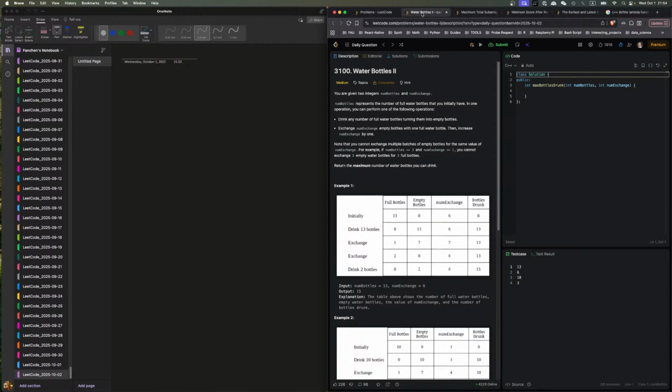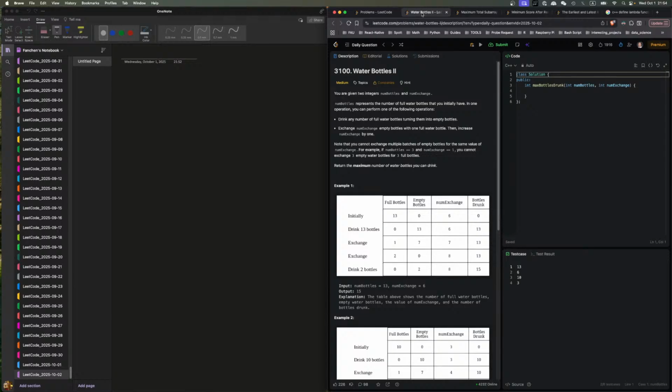In one operation, you can perform one of the following operations. Drink any number of full water bottles, turning them into empty bottles. Exchange numExchange empty bottles with one full water bottle. Then increase numExchange by 1. Note that you cannot exchange multiple batches of empty bottles for the same value. For example, if numExchange is 3, then you cannot exchange 3 empty water bottles for 3 full bottles.